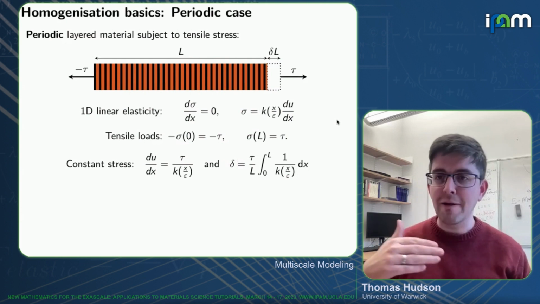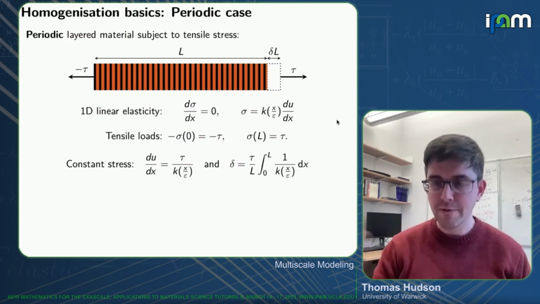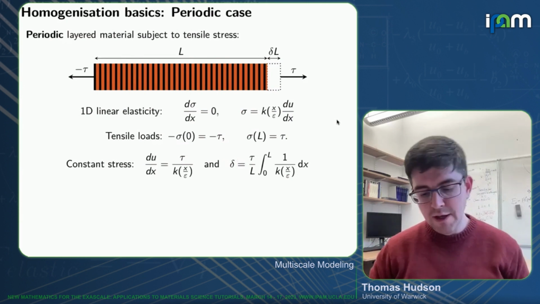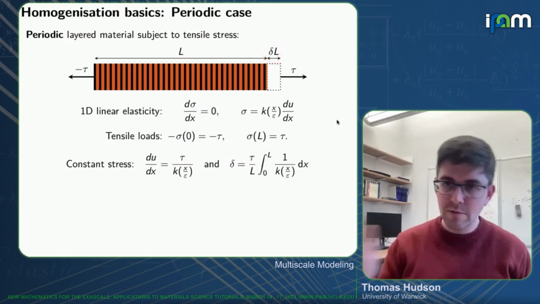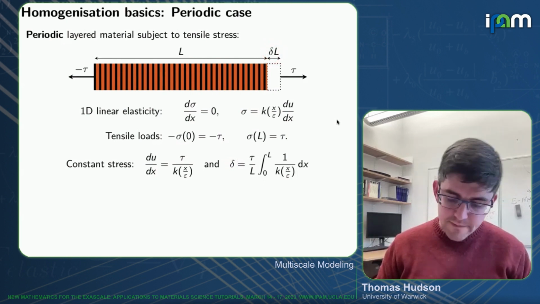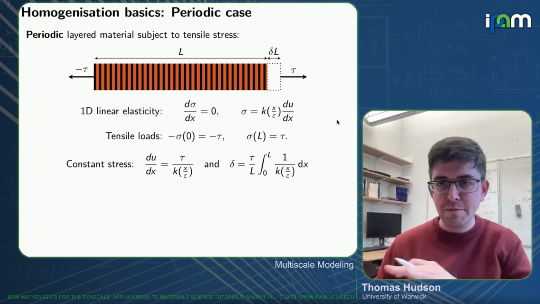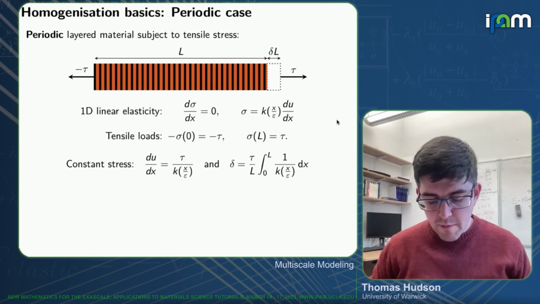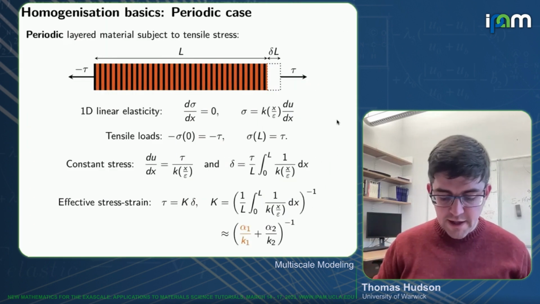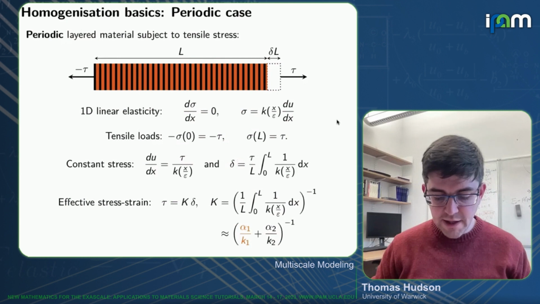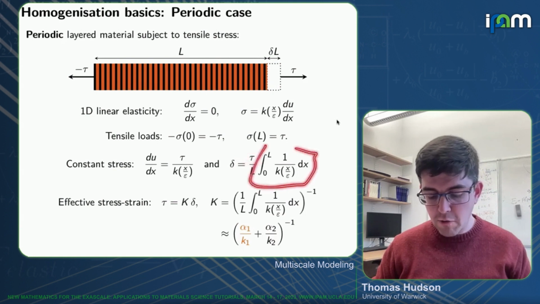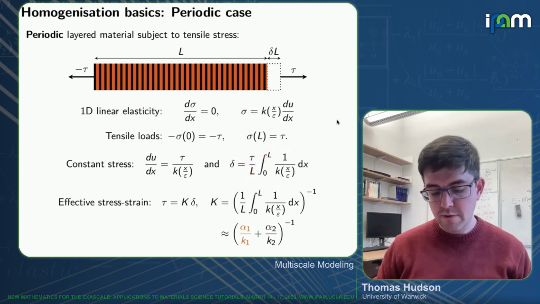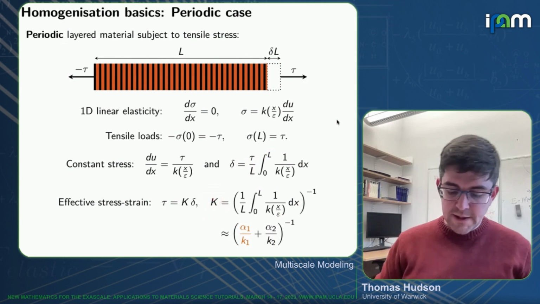So that's the percentage change in the length. So the strain is delta, because I'm saying delta L is the actual length change here. So this is a fairly simple ODE situation, so you can really work these things out explicitly. But the thing that you see is that the effective stress strain here is that the change in the length, or the percentage change in the length delta, is tau times this whole thing as a coefficient, which I'm going to call K.